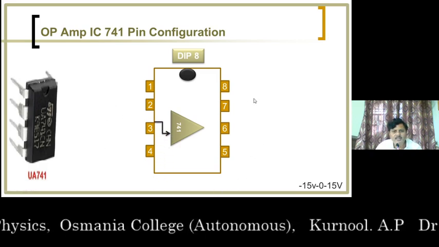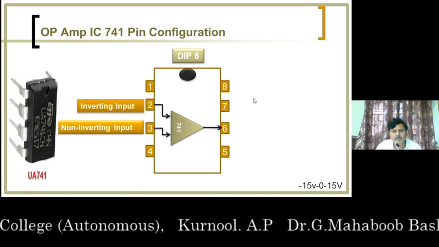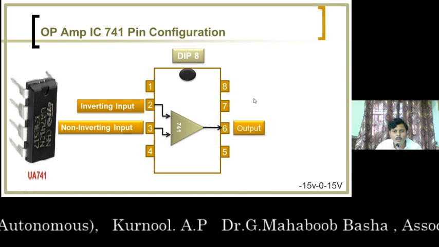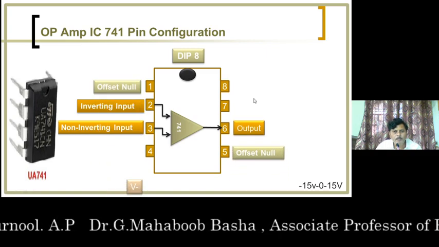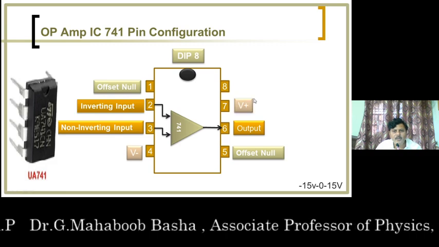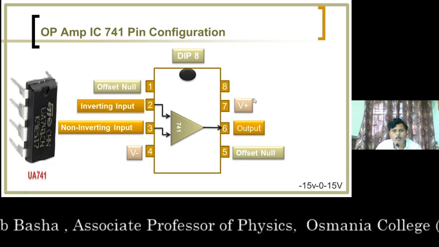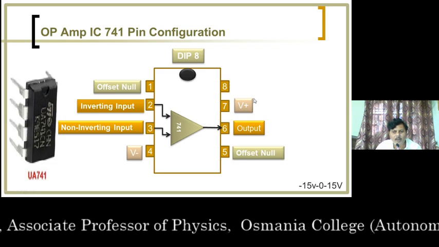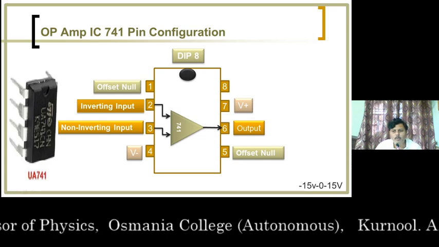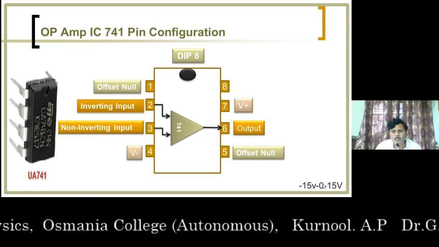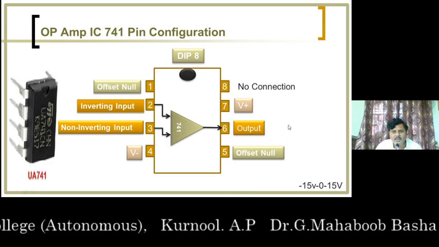The second pin is the inverting input, the third pin is the non-inverting input and the sixth pin is the output. Pins 1 and 5 are offset null adjustment. Pins 4 and 7 are the negative and positive power supplies. For the op amp to work we need a dual power supply: minus 15 volts, 0 and 15 volts. Here 0 is nothing but ground. The 8th pin is no connection, a dummy pin.